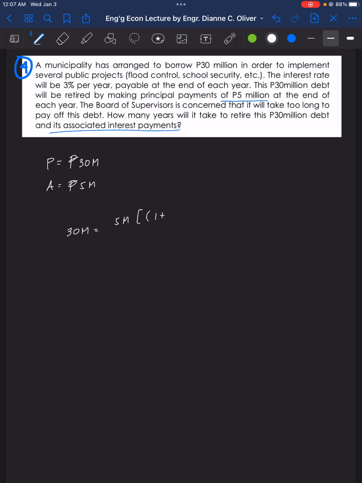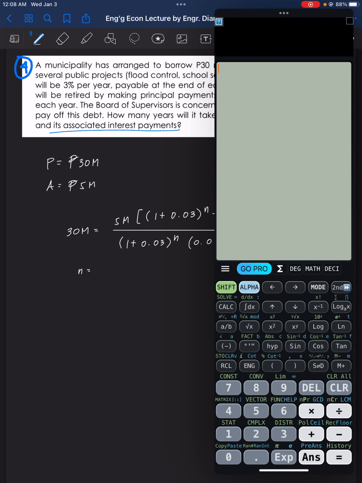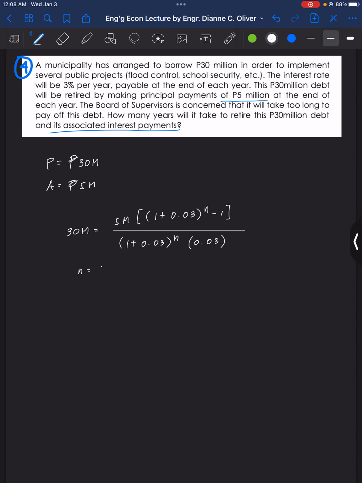So 1 plus I, our I here is 3%. How many number of payments? So N. 1 plus 0.03 raised to N minus 1 all over 0.03 times 1 plus 0.03 raised to N. So what's the value of N? So that will be 30 million equals 5 million times 1.03 raised to X minus 1 all over 1.03 raised to X times 0.03. Shift solve. We have here 6.71. N is 6.71, or that is 7 years.